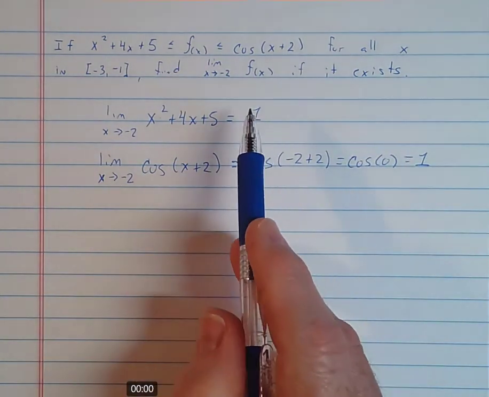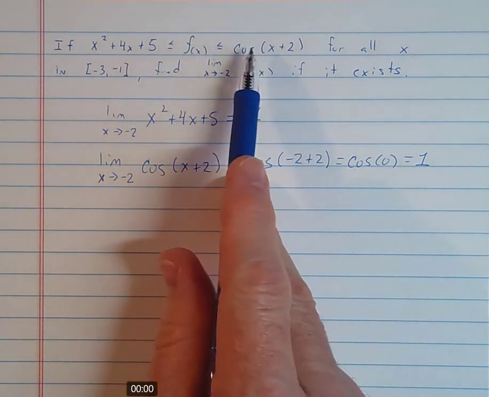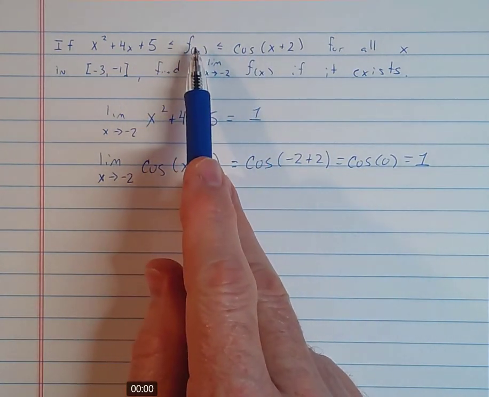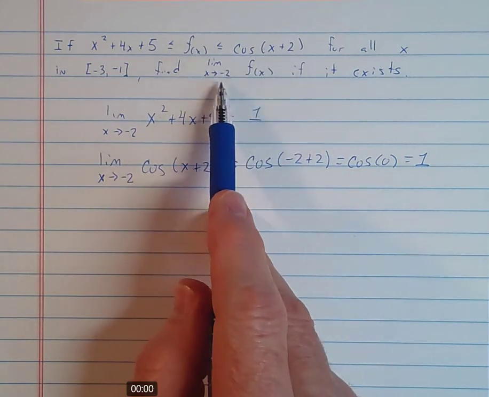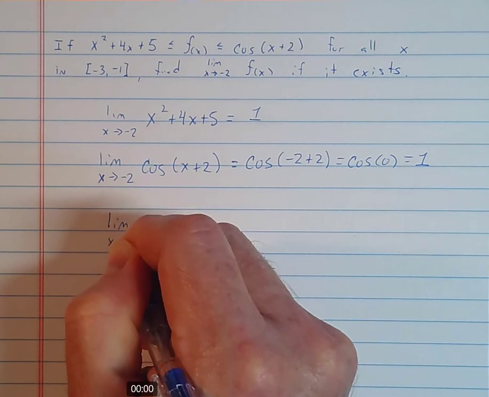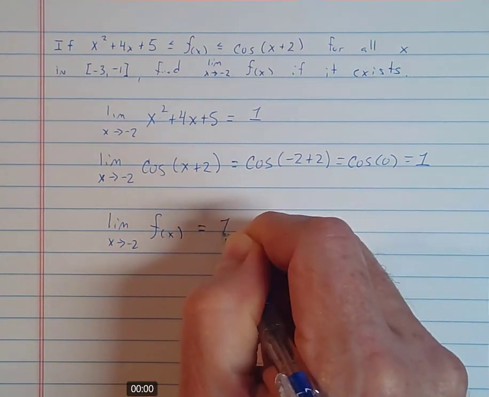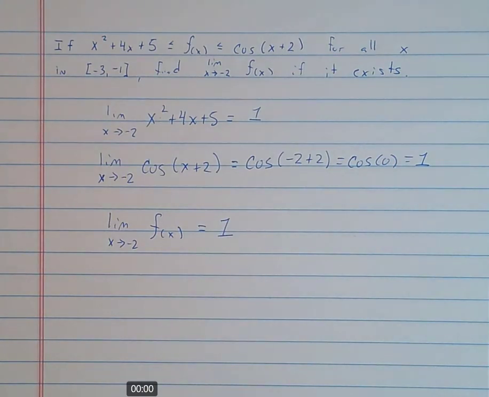And so because both of these functions right here head off towards 1, and since f of x is trapped in between those, when we take the limit as x approaches -2 of f of x, we know that that also has to equal 1. And that's using the squeeze theorem.